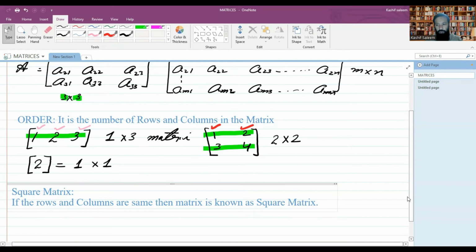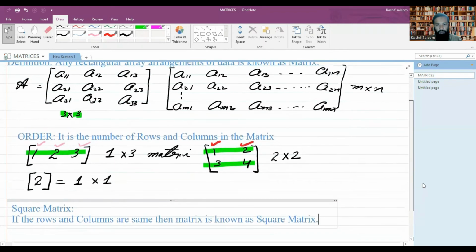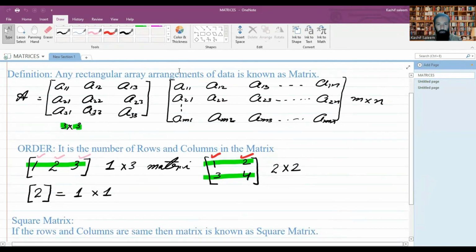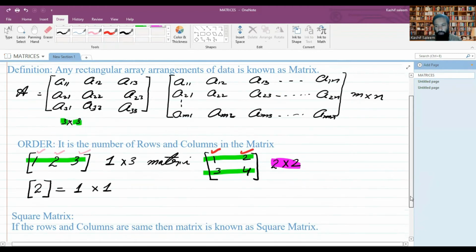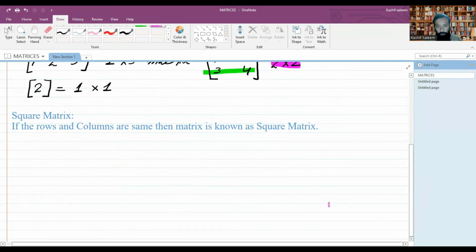So this is known as a square matrix. If the rows and columns are the same, then the matrix is known as a square matrix. So we have this matrix. This is a 2 by 2 matrix, so it is a square matrix. This is a 3 by 3 matrix, this is a square matrix. So if rows and columns are the same, then we say that the matrix is a square matrix. This is a very important class of matrices, so we will consider it again, inshallah, in good detail.